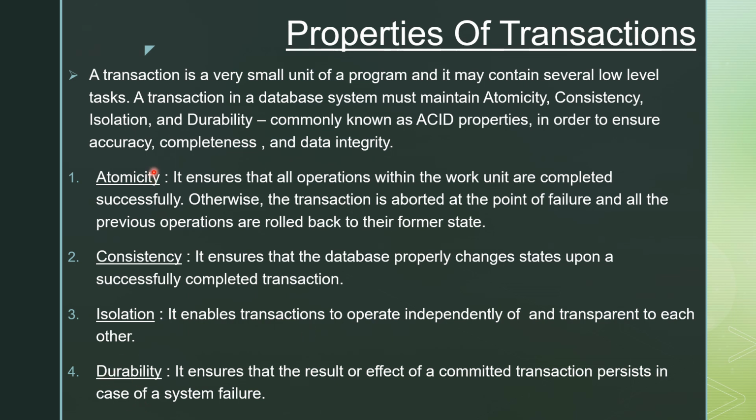Okay, so these four properties of transactions are very important. If the database system follows these transaction properties, then what happens? Your data will be accurate, and it will be complete, and what else? Complete and correct. Okay, so if any database is following these properties, then your data will be accurate, complete, and we can say it is correct data, or you can say data integrity. Okay, so this is very important, so you should remember these ACID properties.